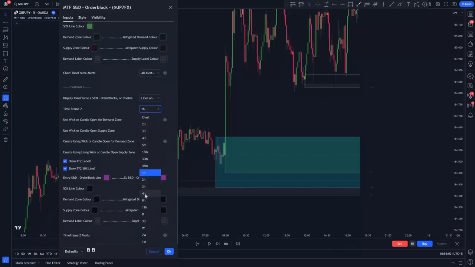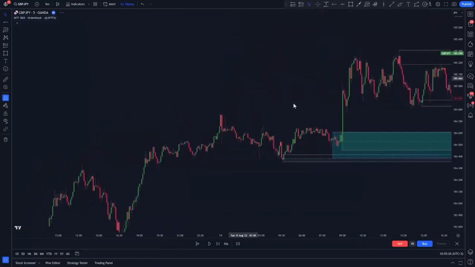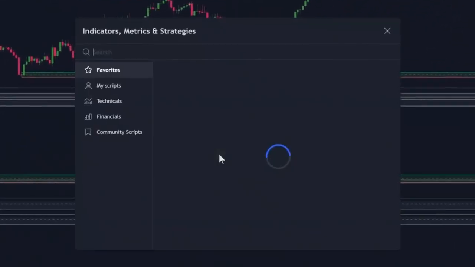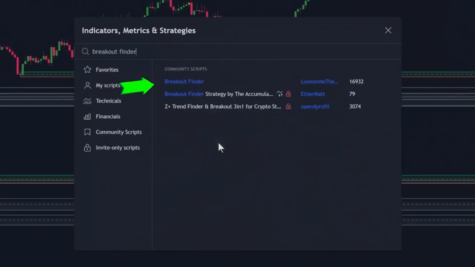For the strategy we're going to showcase in this video, we're going to leave all the settings at the default values. So click cancel. Now let's add 2 more indicators to the chart to craft our strategy around this indicator. On the indicator search tab, type in breakout finder. Select this one by Lonesome the Blue.